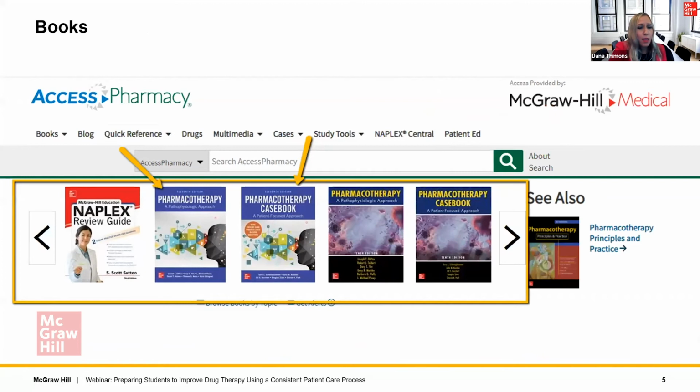The books are available on the homepage for quick access. There are arrows here that you can scroll through the site. And you can see here, I have pointed to the 11th edition of the pharmacotherapy textbook and the casebook.